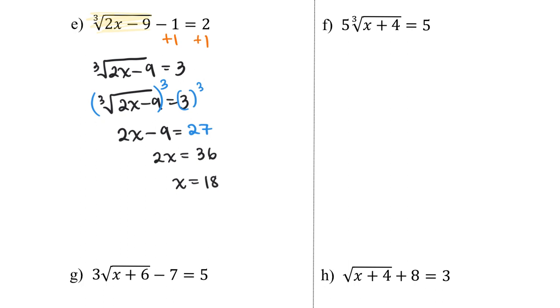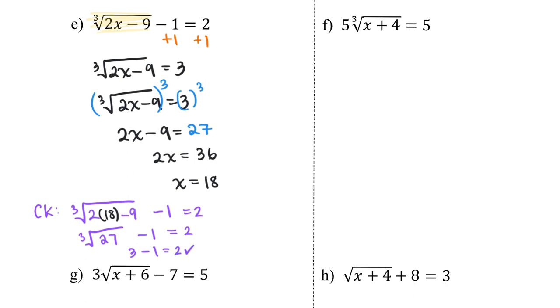Okay, let's check it real quick. The third root of 2 times 18 minus 9, and then be careful, and then I minus 1, and it should equal 2. So what is that? 36 minus 9 is 27. What's the third root of 27? 3. 3 minus 1 is 2. Yeah, that works. So x is 18 is a valid answer.